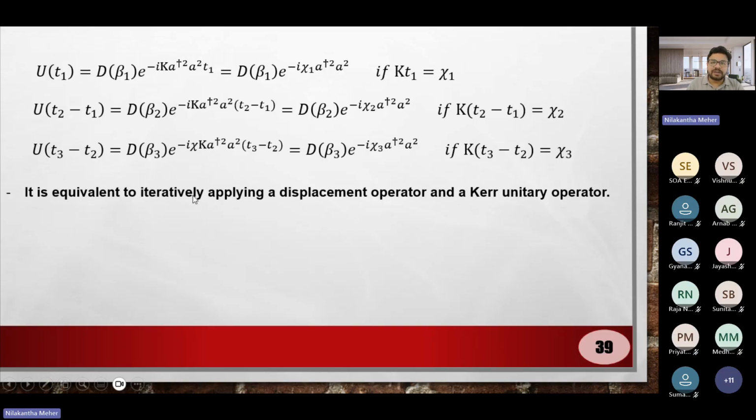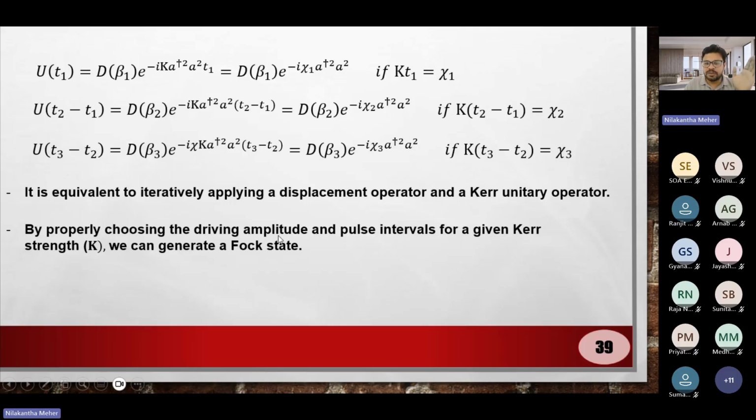So it is equivalent to iteratively applying a displacement operator and a Kerr unitary operator. By properly choosing the driving amplitudes beta1, beta2, beta3, and the pulse intervals, essentially here I fixed kappa and varied T1, T2 minus T1, and T3 minus T2. If I properly choose the timing of pulses, then this will be equivalent to chi1, chi2, chi3, and we can say that these 3 evolutions become equivalent to 3 iterations, which will act on alpha, the initial coherent state, and give you a particular Fock state. If alpha equals root n, then you can get that particular Fock state with high probability.